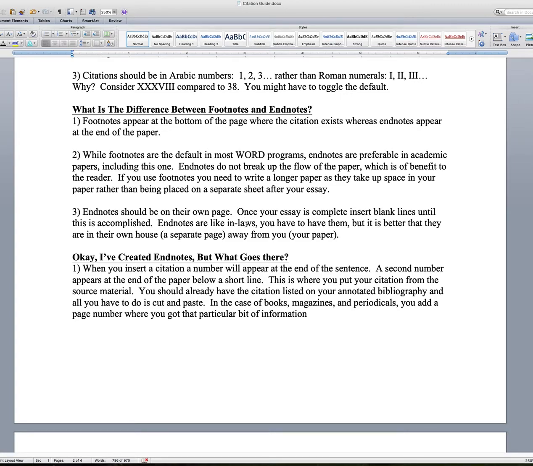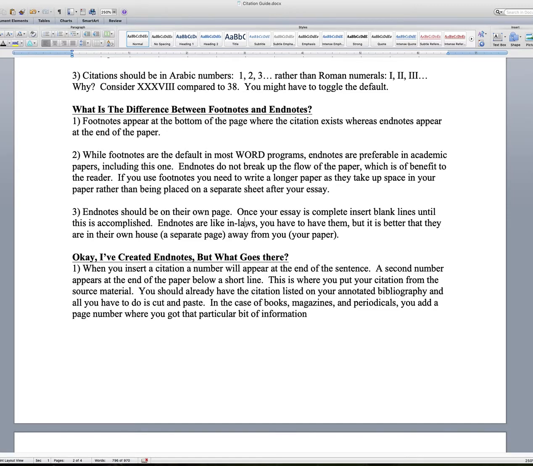So you've created endnotes, but what goes there? First thing you need to do is when you insert a citation, there's going to be a number that will appear at the end of the sentence. A second number will appear at the end of your paper below a short truncated line. This is where you put your citation from the source material.